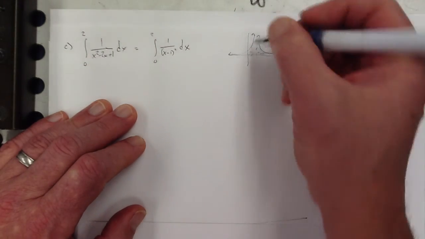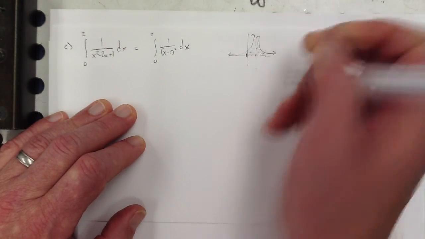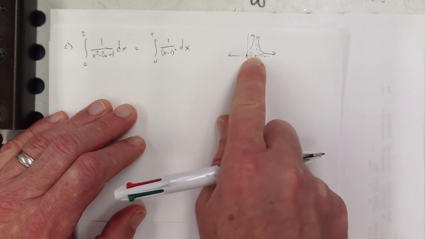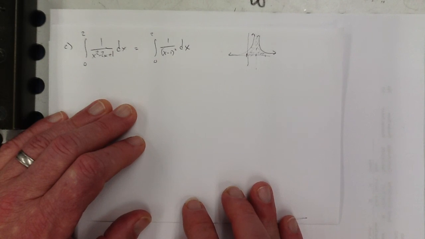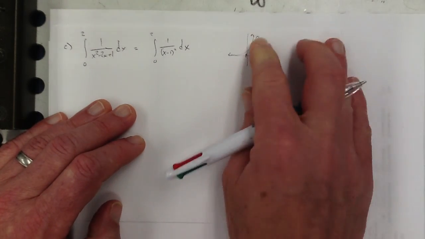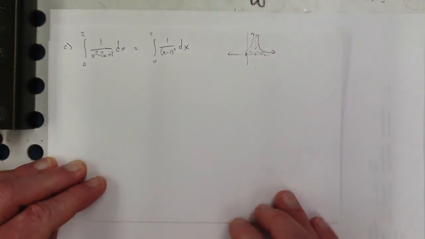Now you could find both integrals, but because of the symmetry of this, you could also just do the integral from 0 to 1 and double that. That would work. It's up to you, but there is that symmetry here. I'll pretend I didn't recognize that.